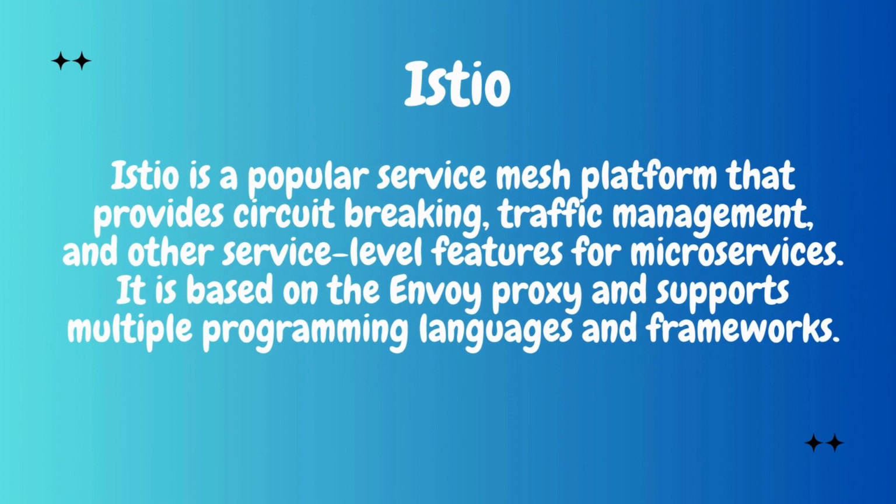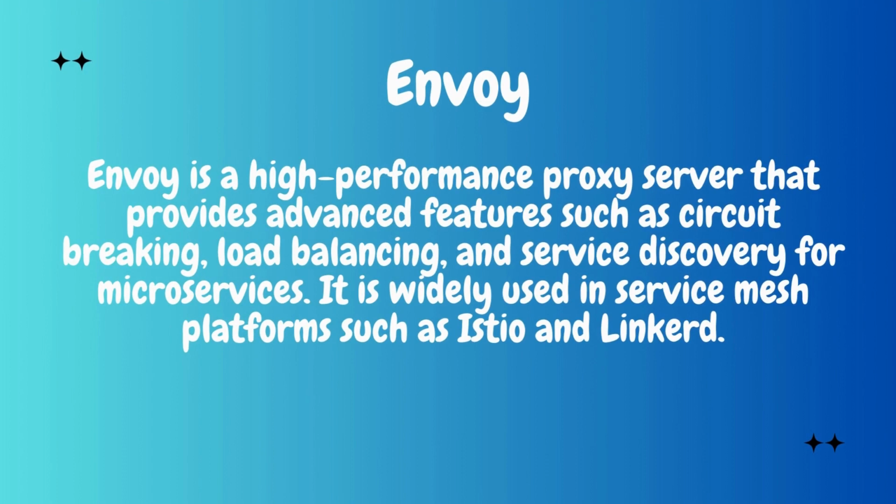Istio. Istio is a popular service mesh platform that provides circuit breaking, traffic management, and other service level features for microservices. It is based on Envoy proxy and supports multiple programming languages and frameworks. The last one we are going to talk about is Envoy. Envoy is a high performance proxy server that provides advanced features such as circuit breaking, load balancing, and service discovery exclusively for microservices. It is widely used in service mesh platforms such as Istio and Linkerd.